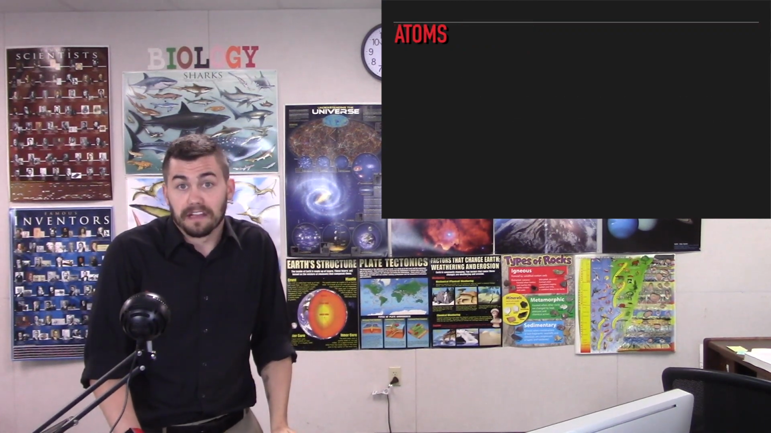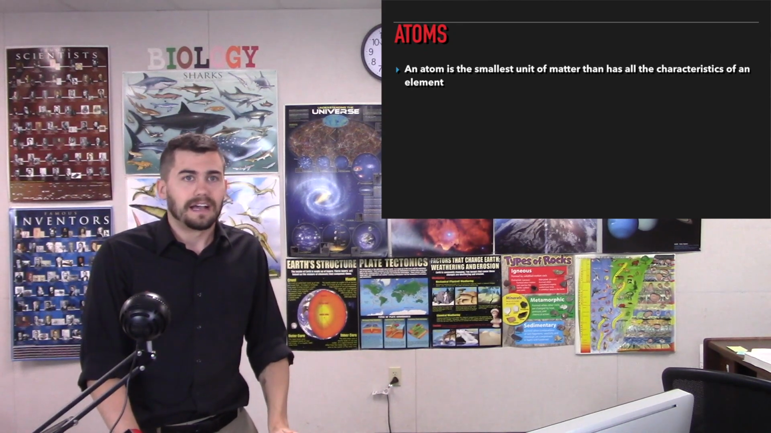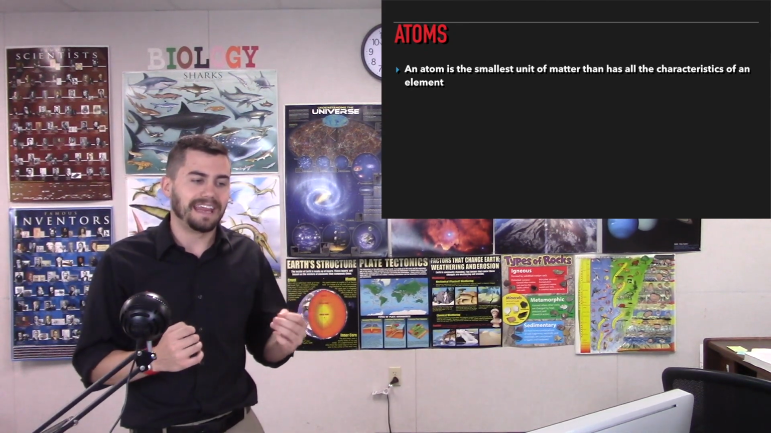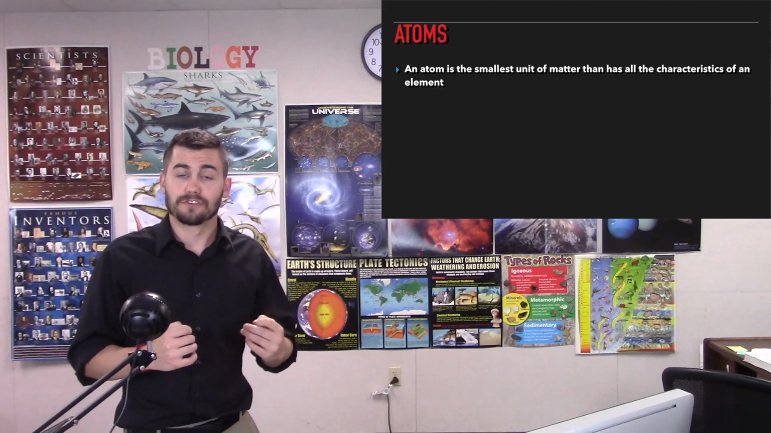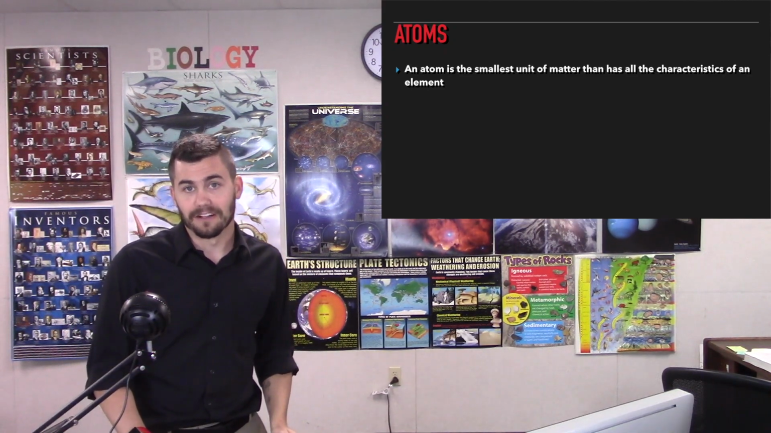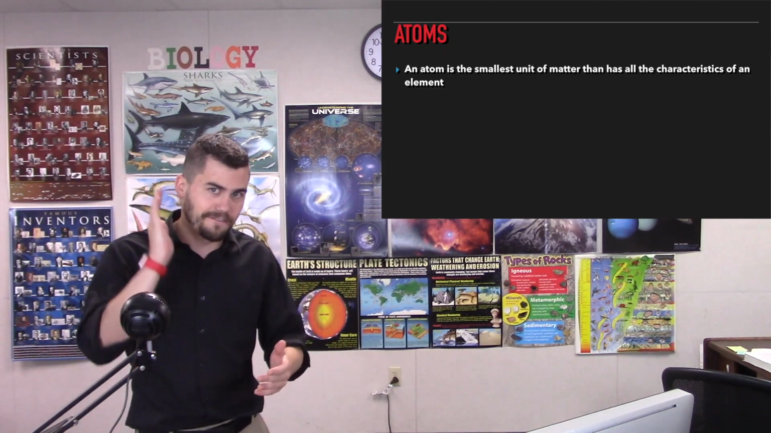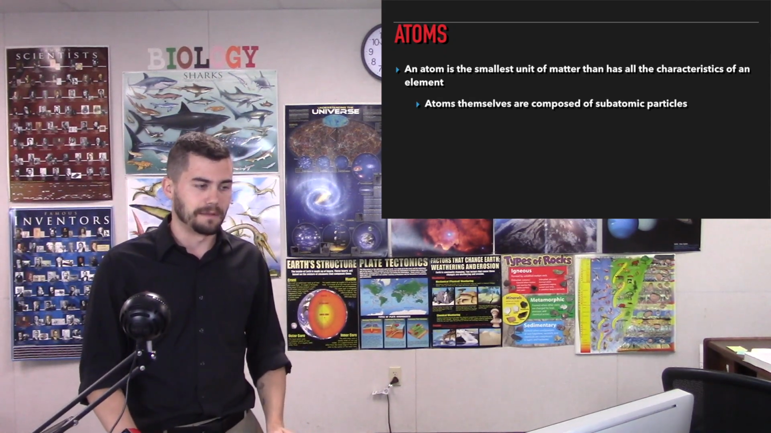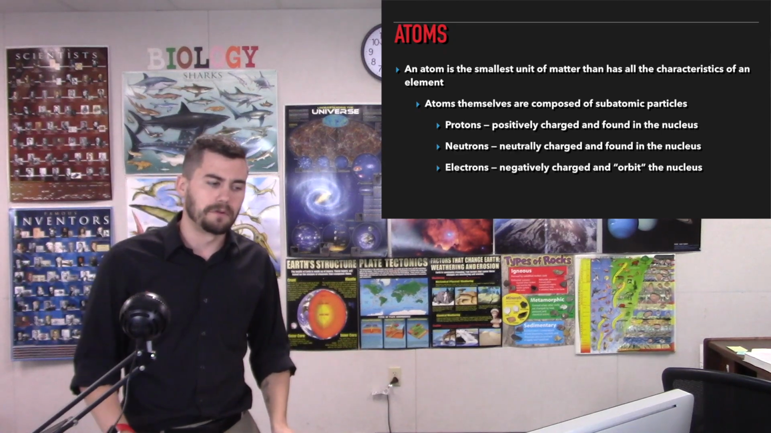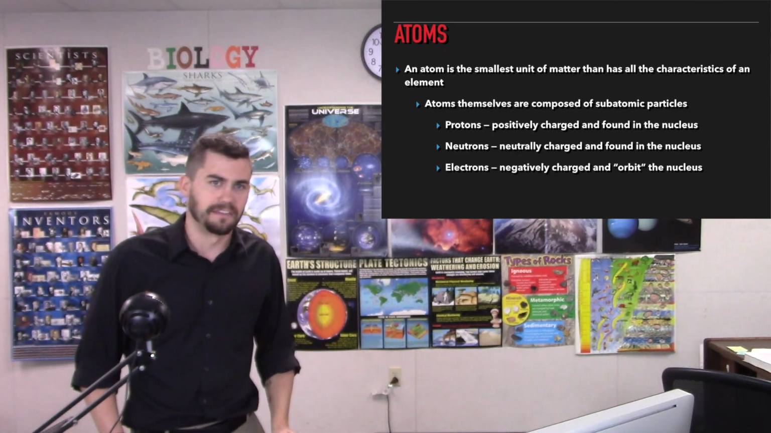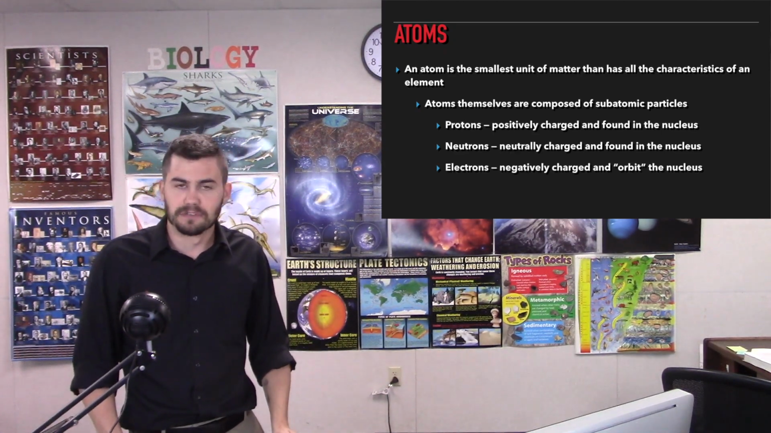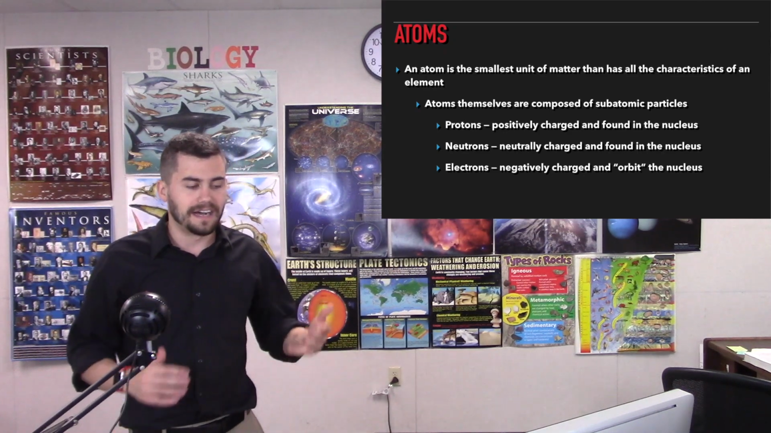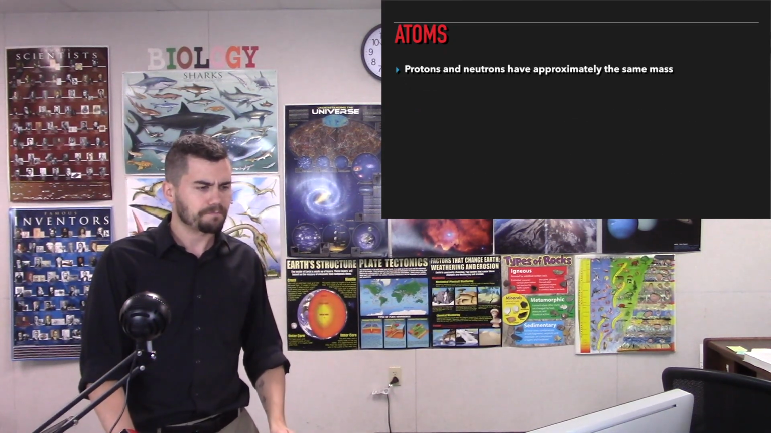But atoms themselves are made of particles. The atom has all of the characteristics of whatever the element is. So again, if you break that atom in half, you no longer have two of the same substance. And atoms are made of these three things: the protons, neutrons, which are found in the nucleus, and electrons.